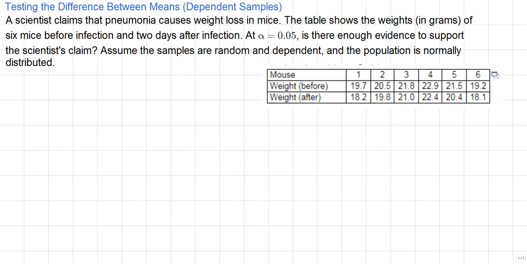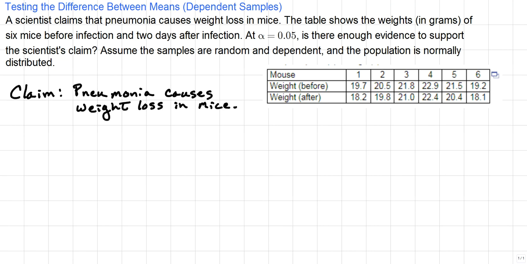Alright, the first step for this is to identify the claim and then state the null and alternative hypothesis. So for this one, the claim is that pneumonia will cause weight loss in mice. And we know that these are dependent samples because we're looking at this first group, which is the weight before the mice were infected with pneumonia, and there are 6 mice in this group. And then we're looking at the weight after of the same 6 mice.